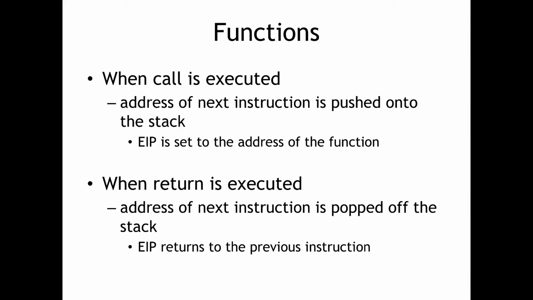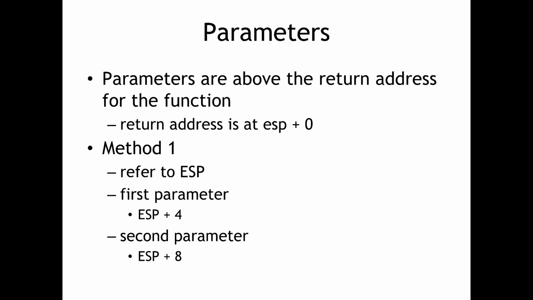When a function is done executing, we need to return, and what the return instruction will do is pop whatever is currently on top of the stack, which should be a return address. That's why we have to be careful as we're modifying the stack in our functions. It should pop that value and move it into EIP, and that's how the program knows what location to return to once a function is done.